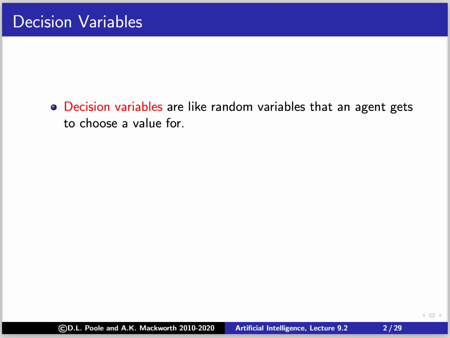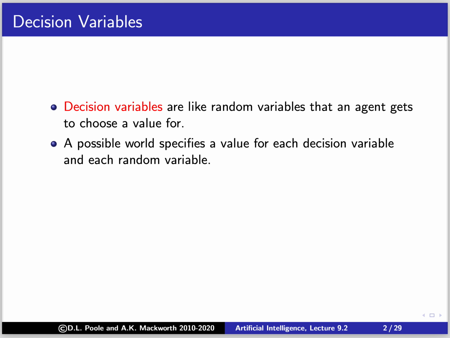So today we're going to continue talking about decision making under uncertainty. Last time, we looked at decision variables. They are like random variables, but the agent gets to choose a value for them. So they're like variables that the agent can set.